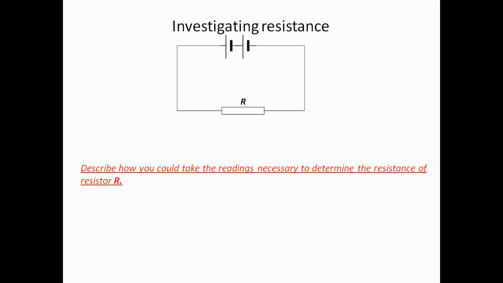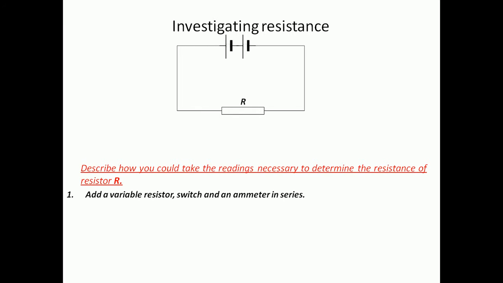So the first thing we're going to need to include are a variable resistor, and this is to alter the current. We're going to need a switch so we can start and stop the current, so that we don't have the resistor overheating, because obviously if there's a lot of current flowing through the resistor over a period of time, it will get hot and therefore it won't obey Ohm's law. Therefore we won't have a straight line, so we won't be able to calculate its resistance.